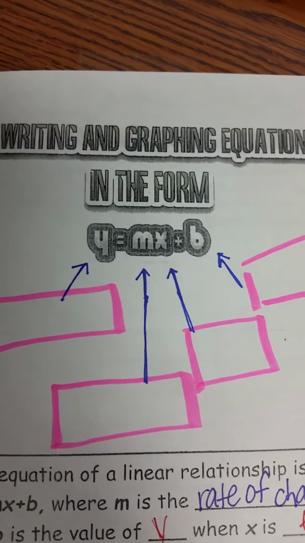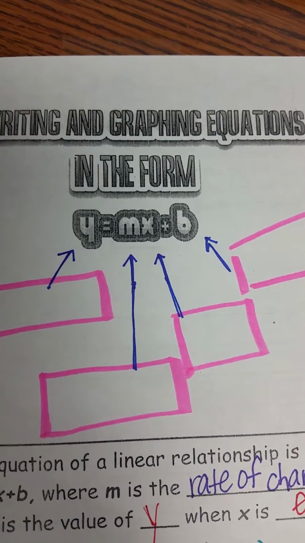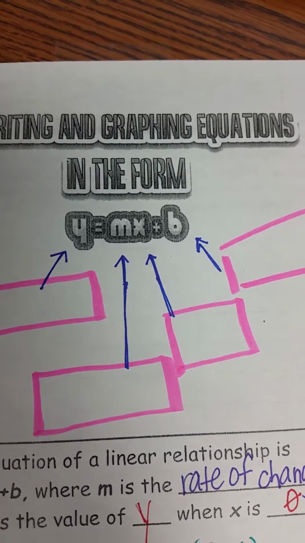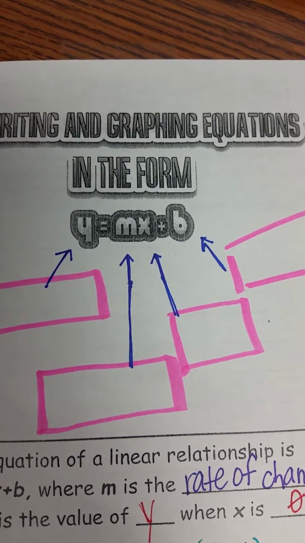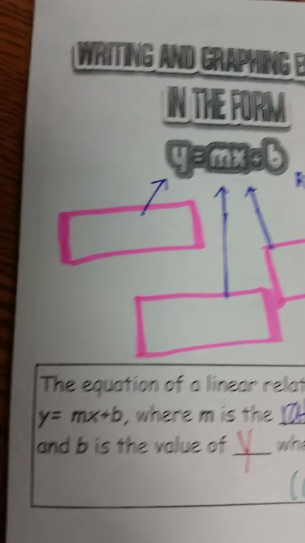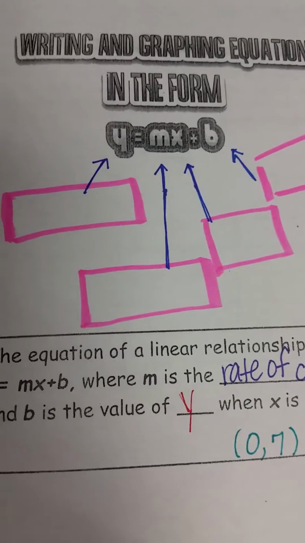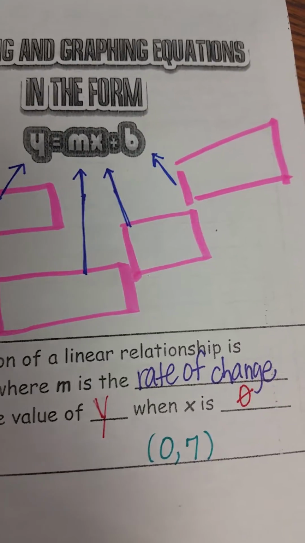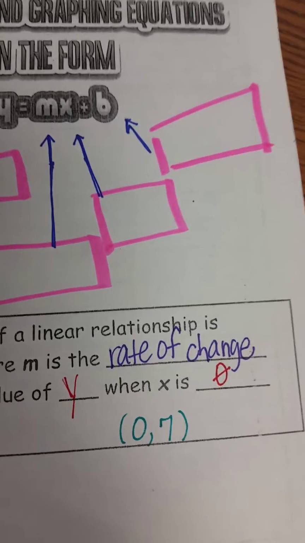All right, today class we're going to talk about writing and graphing equations in the form y equals mx plus b. Here you see I have my arrows drawn with the pink boxes for you to fill out what each variable means. Now, the equation of a linear relationship y equals mx plus b, where m is the rate of change and b is the value of y when x is 0.